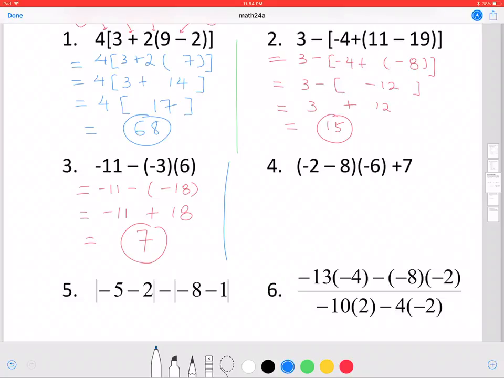Number 4. Here we have an operation in the parentheses, so that needs to be done first, and then multiplication by negative 6, and then addition plus 7. So this one we are going left to right. That will give me negative 10 times negative 6, plus 7. So negative 10 times negative 6 is positive 60. And that will give me 67 as my answer.